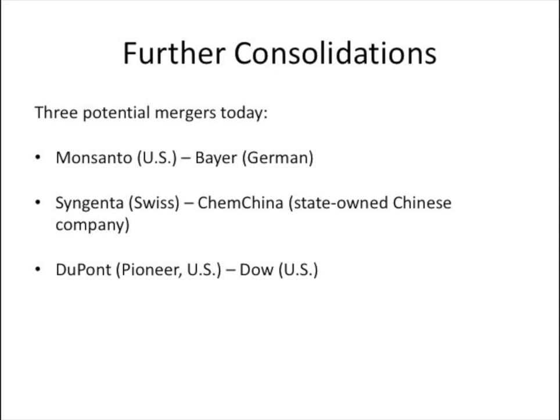Second merger that's on the way is Syngenta, a Swiss company, with ChemChina, a state-owned Chinese company. Again, merger possibilities there. Final one is DuPont, which owns Pioneer, and Dow. Both of those are U.S. companies, and again, we would see a concentration. These mergers would take down our big six to obviously a smaller number of firms if they all went through.